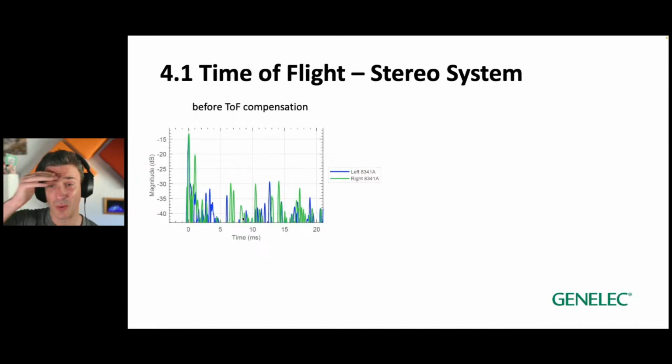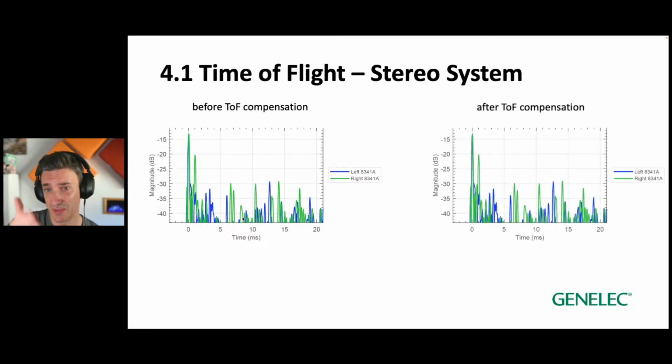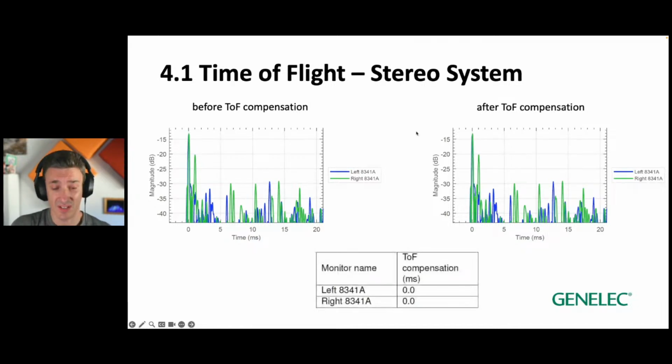The first thing we show is easy to understand. This is the time of flight. Easily spoken, is there a difference between the left and right speaker that should be compensated? Usually in a stereo system, as you can see before and after, it's exactly the same. Both speakers have their biggest peak here at 0. And of course, this should be the case, because if you make sure that you have, for example, an equilateral triangle, and you are sitting in the middle of the speakers, then the speakers should not need any delay.